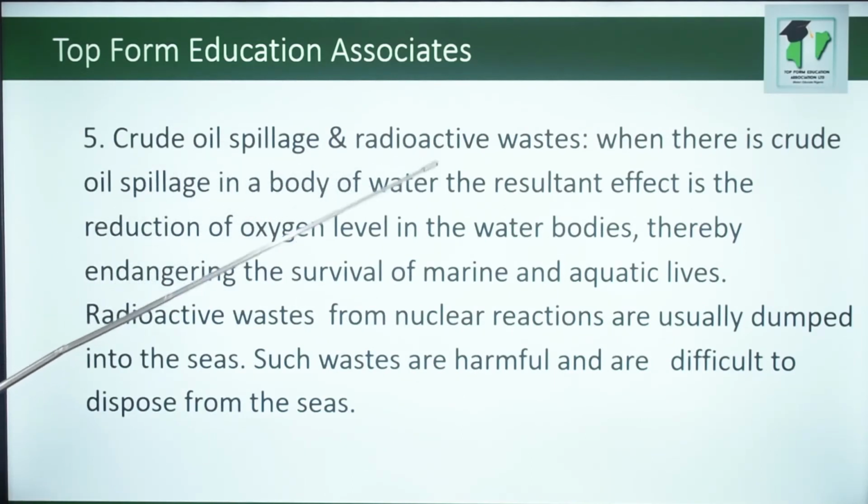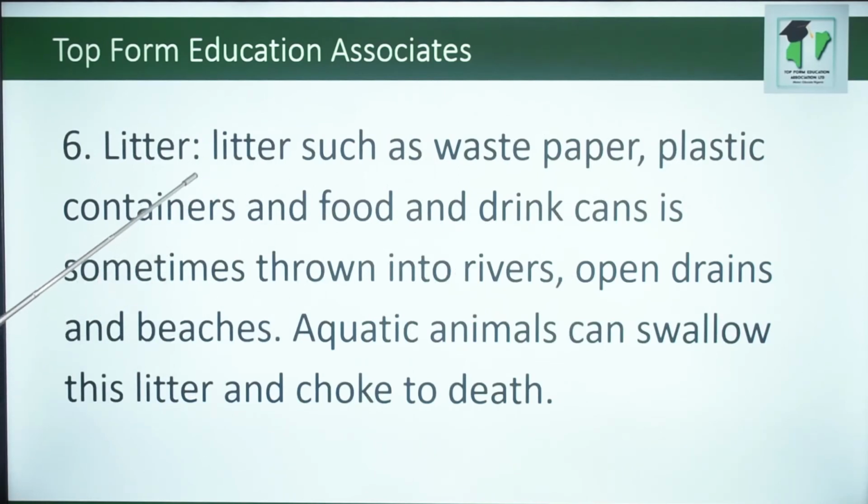Crude oil spillage and radioactive waste. When there is crude oil spillage in a body of water, the resultant effect is the reduction of oxygen level in the water bodies, thereby endangering the survival of marine and aquatic lives. Radioactive waste from nuclear reactions are usually dumped into seas. Such wastes are harmful and are difficult to dispose from the seas. Litter. Litter such as waste paper, plastic containers, and food and drink cans is sometimes thrown into rivers, open drains, and beaches. Aquatic animals can swallow this litter and choke to death.